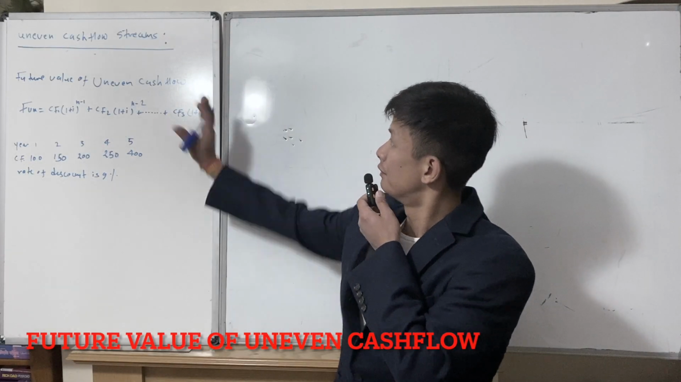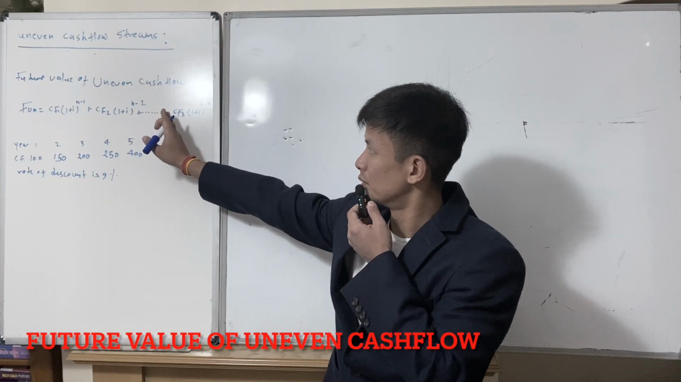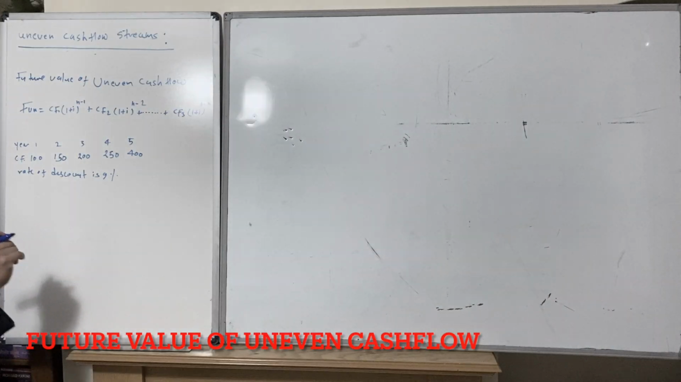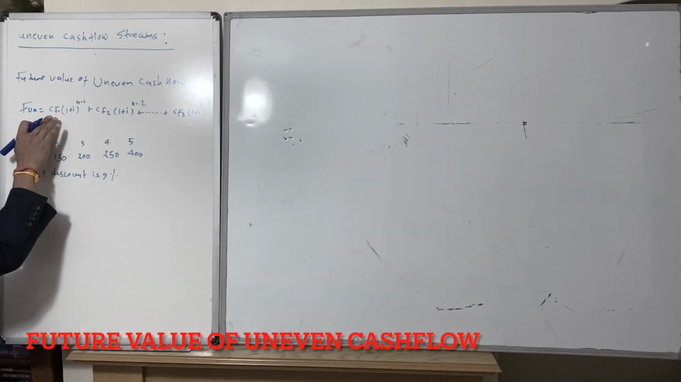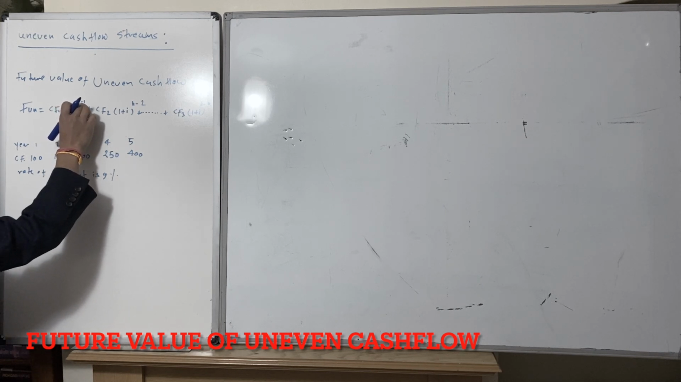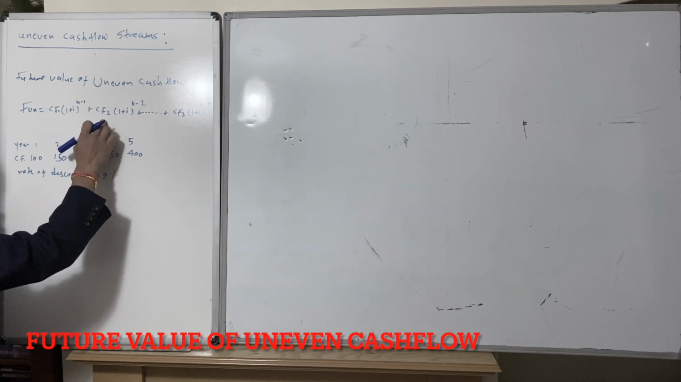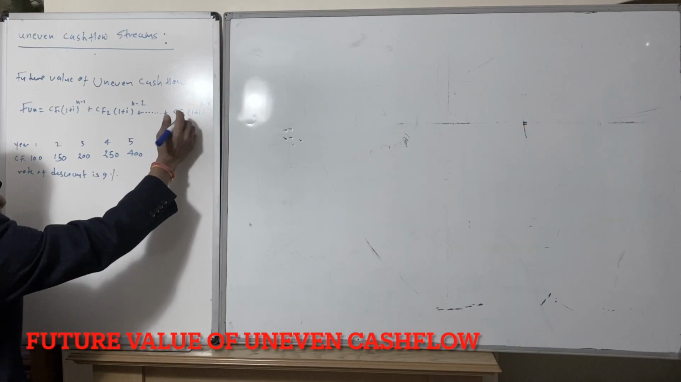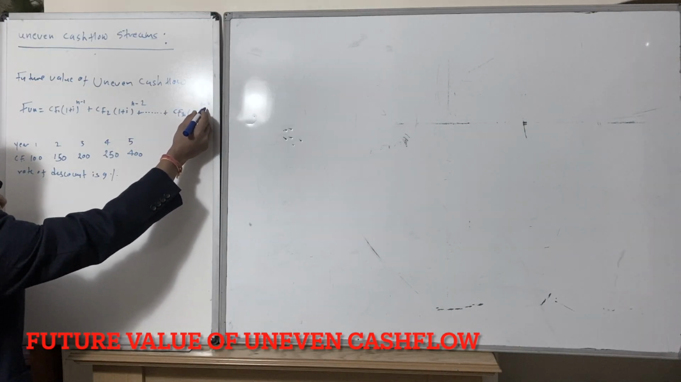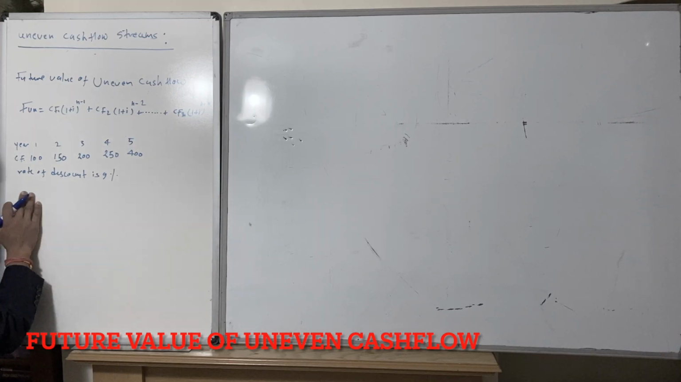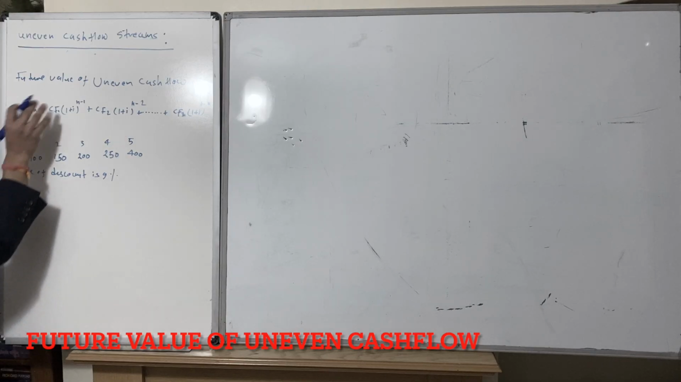Now let's have a look at the calculations of future value of uneven cash flow. We have done the present value before. Now let's do the future value of the uneven cash flow. The formula is here: cash flow 1 times (1 plus I) to the power of number of year minus 1, and similarly, cash flow 2 times (1 plus I) to the power of number of year minus 2. In this way, cash flow n times (1 plus I) to the power of n minus n. So this is exactly the same problem I have taken before. So let's put these values into this formula.